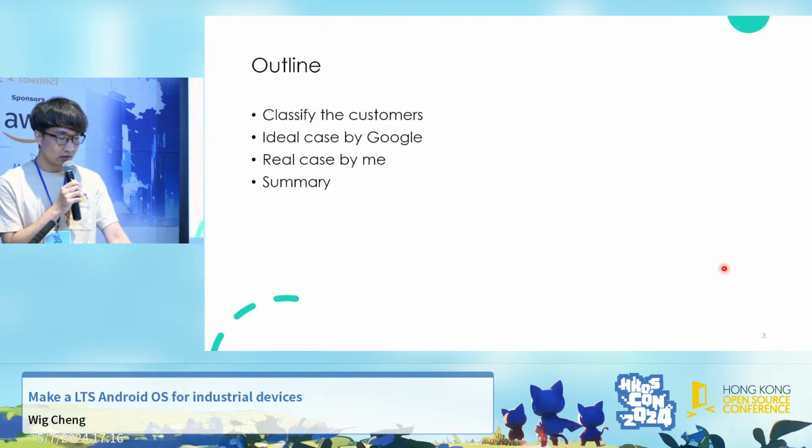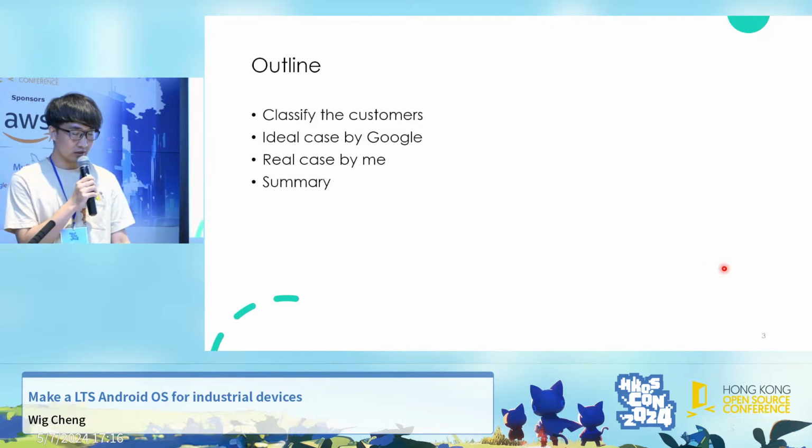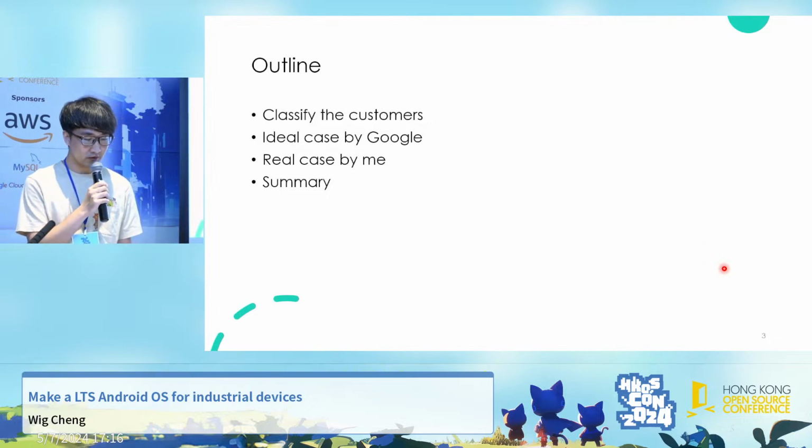For the outline, I would like to classify the customer first, because in the industrial market there are so many different kinds of applications. Secondly, I would like to share some important features from Google. The third part, the most important part in this session, is where I will share my real experience. And the last part is the summary.